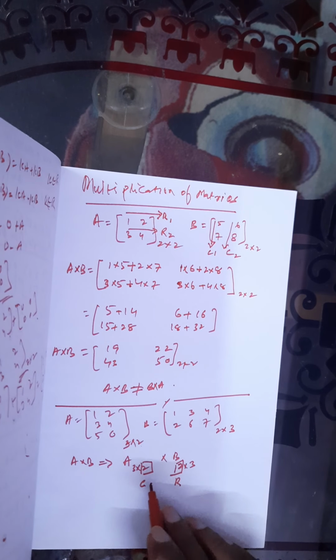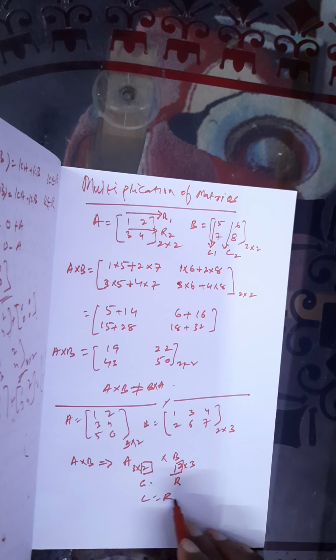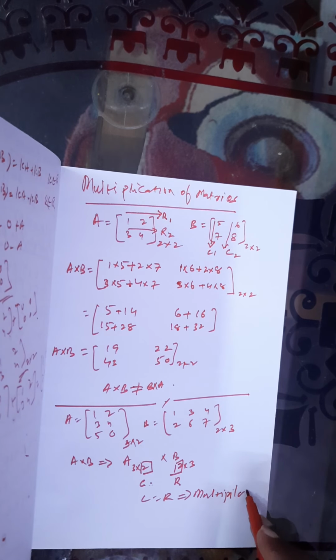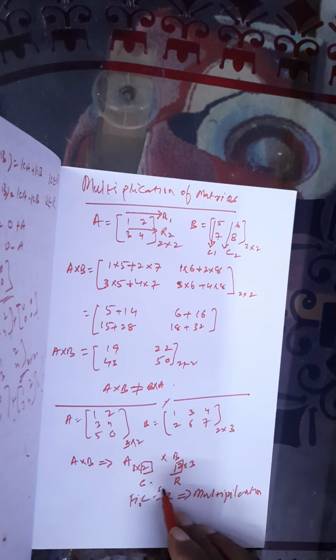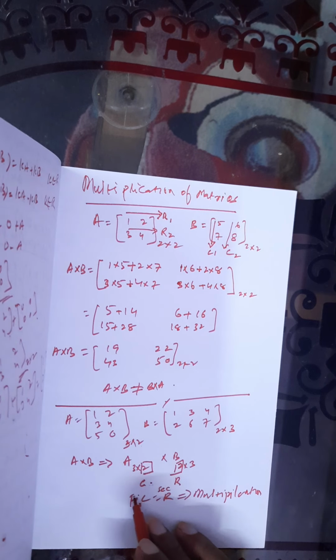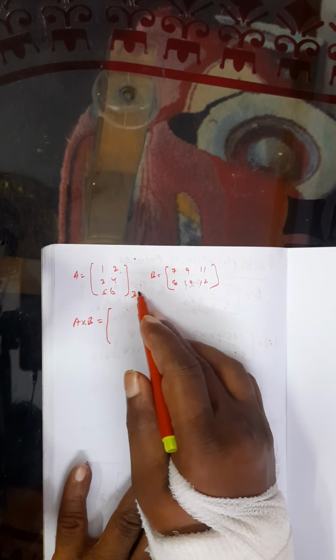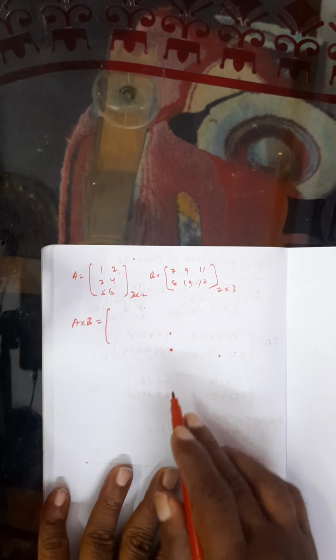If the columns of the first matrix equal the rows of the second matrix, then A cross B, or A multiplication B, is possible. Now we are seeing the multiplication here: 3 rows 2 columns, and here 2 rows 3 columns. The column and row are the same, that is why multiplication is possible.